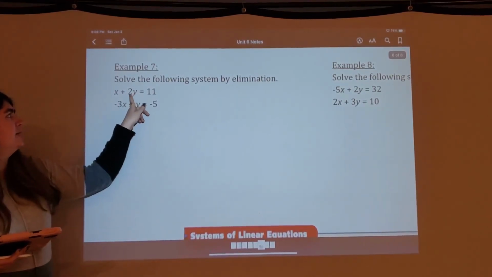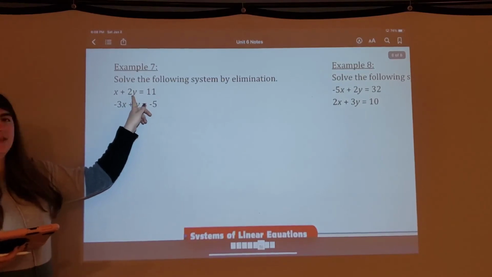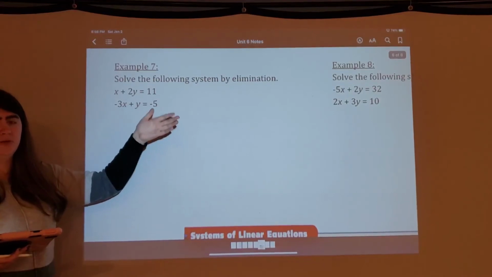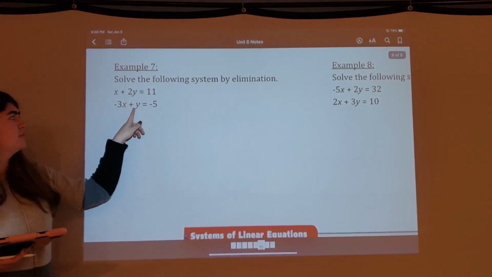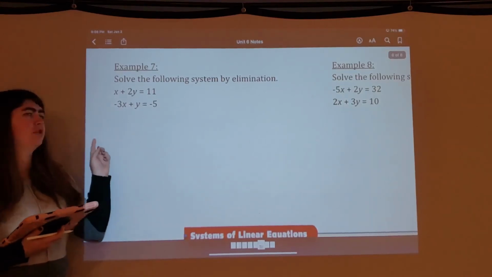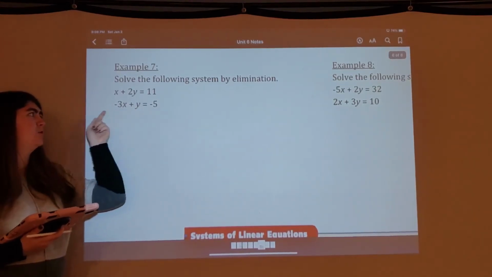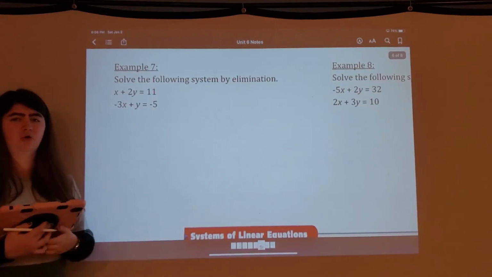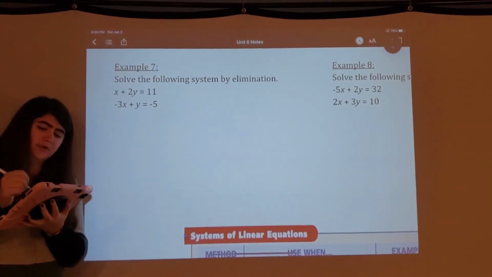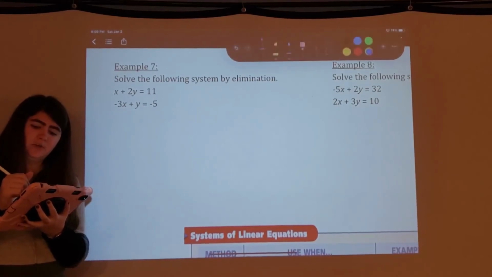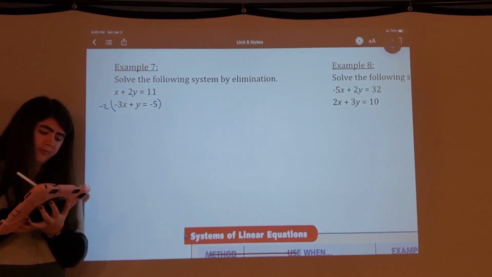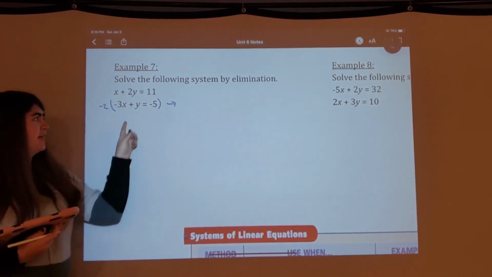So if I need 2y to cancel out, then I would need the second equation to have a negative 2y, because 2 plus negative 2 is 0. So this would have to be a negative 2y. And that's pretty easy to accomplish. We just have to multiply this bottom equation by negative 2. The whole equation we're multiplying by negative 2. So I'm going to take that equation, I'm going to multiply the whole thing by negative 2, and then I'm going to rewrite that over here.